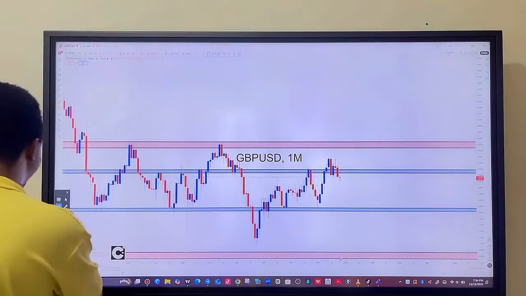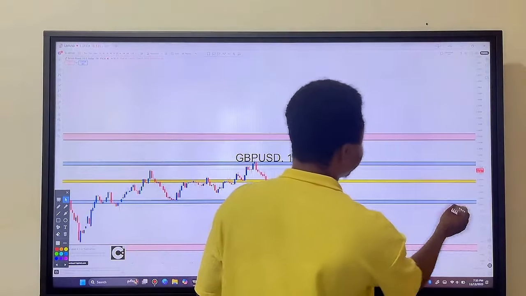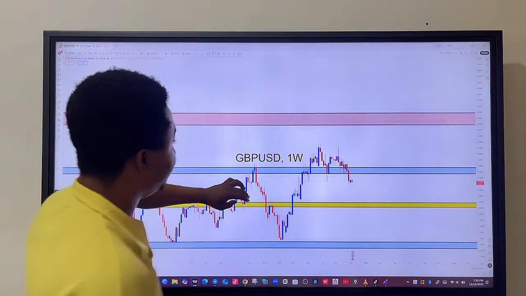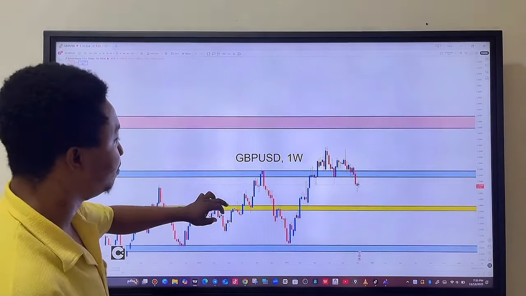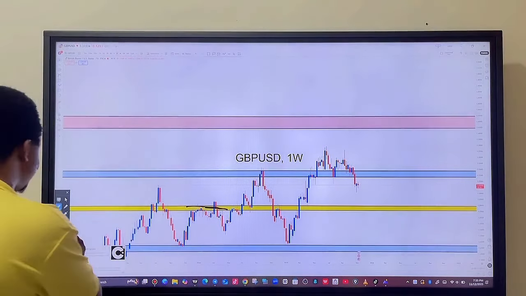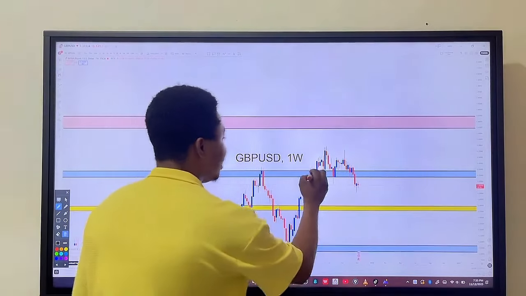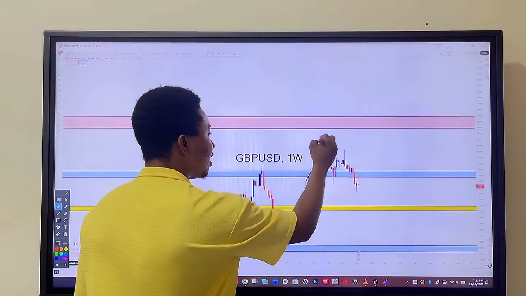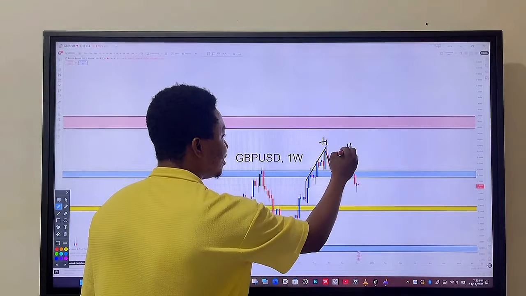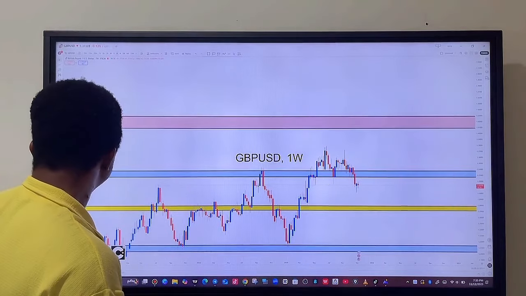So let's go all the way to the weekly and add another meaning. Alright, so this is the weekly time frame of GBP USD. Now GBP USD on the weekly time frame, we have the weekly mid-range zone over here. What is going on the weekly? If you look at the weekly very well, you realize that what? This is a weekly push, equal highs and then equal lows. Look at it very well.